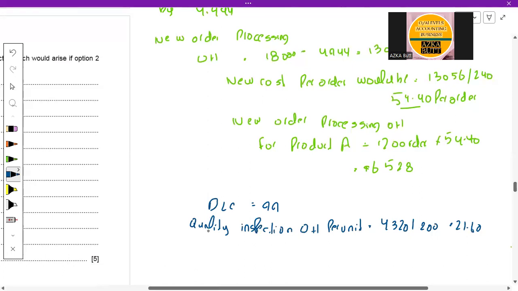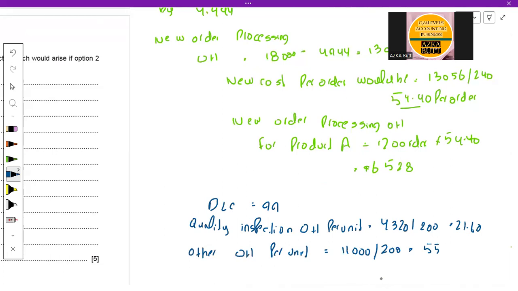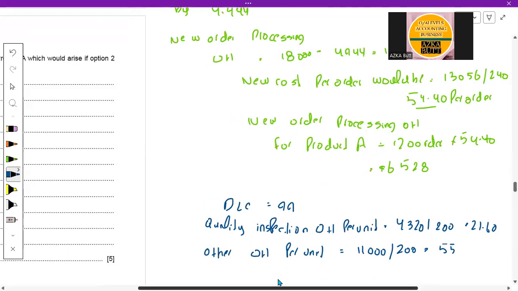And other overheads per unit is equal to 11,000 divided by 200 is equal to $55. So there is also no change. So in the next step, we are going to recalculate total cost per unit of product A under option 1.